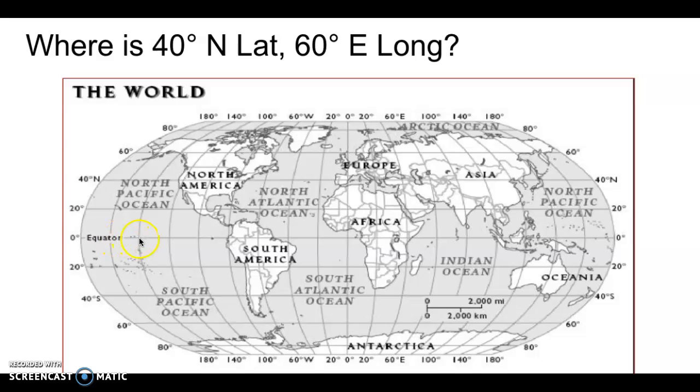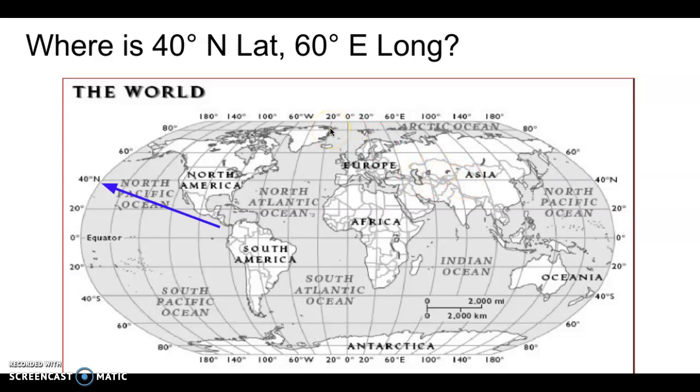So here's the equator right here. And we just make our way north, and we use these lines of latitude. So 20 degrees north, 40 degrees north. Okay, so we know somewhere along this line exists this location that we're trying to find.